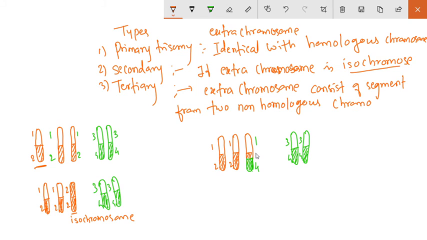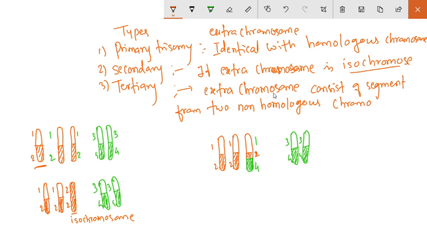So it is the part of the second chromosome. This second chromosome contributes only a little part, and this is 4. So it is known as a translocation. A part of the non-homologous chromosome is attached to this one. So when such an extra chromosome is present, it is known as the tertiary trisomy. I hope you got the points.